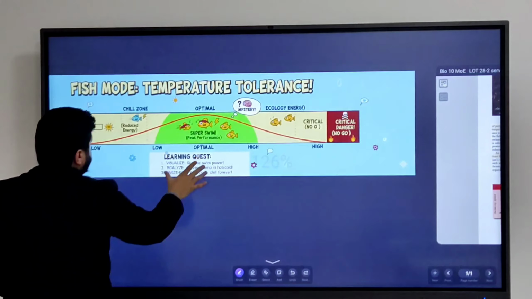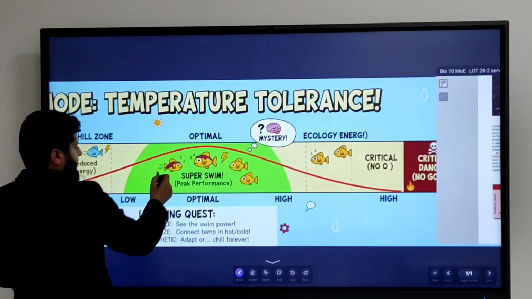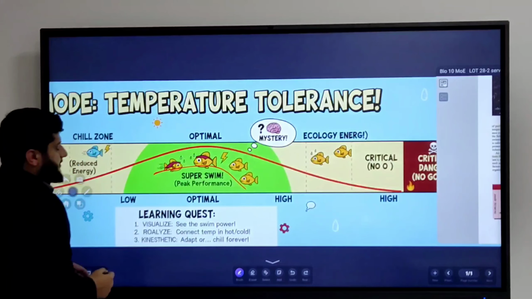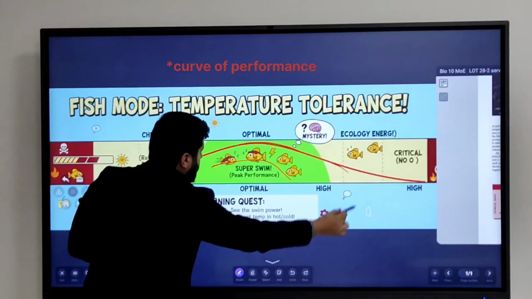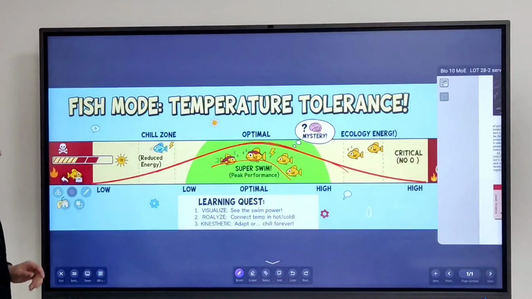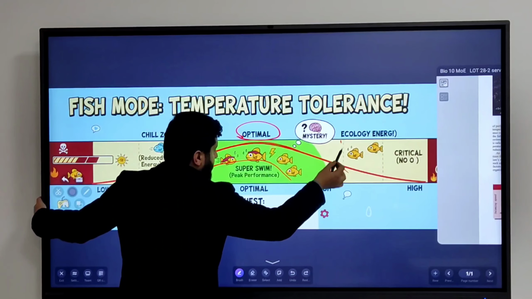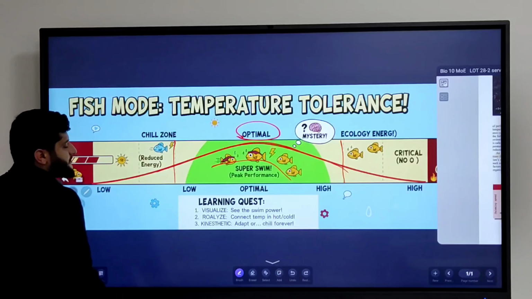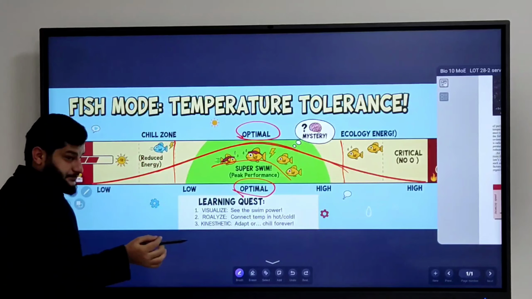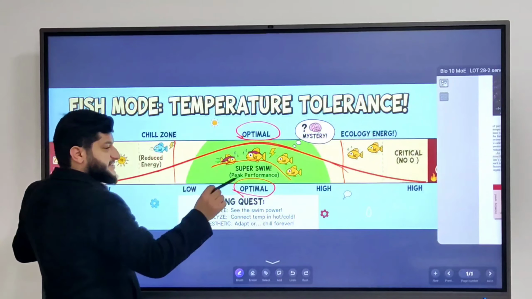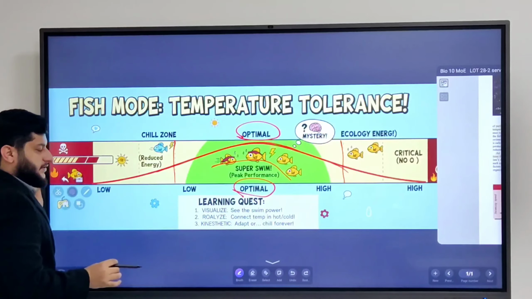Look here. This is a fish, okay? Let's say this is the temperature, okay? The curve of temperature. So, the optimal range is from here to there, okay? This is called the optimal range. What does it mean, the optimal range? That means the temperature is at its best for the fish for swimming, okay?